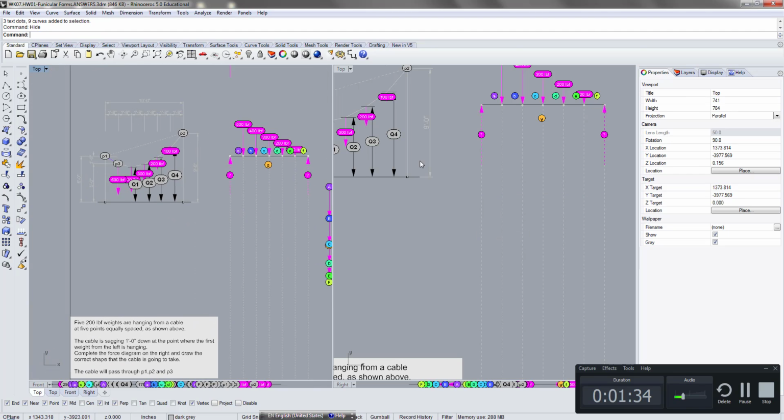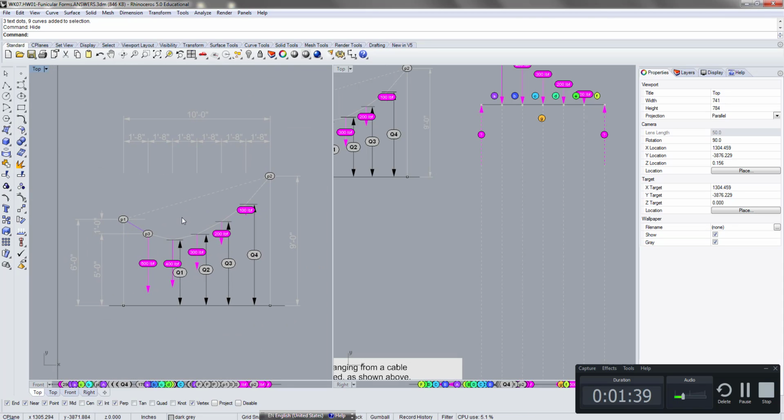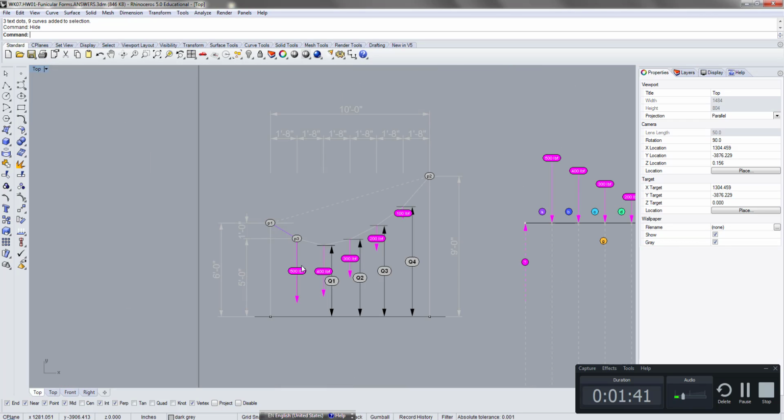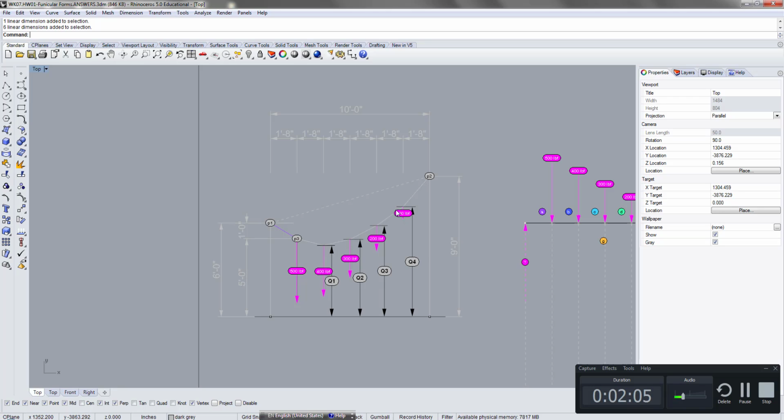So first of all, we have these 5 weights, 500, 400, 300, 200, 100 pounds, hanging at equal distance in the X direction. The 2 support points are 10 feet apart, and there are 6 equally spaced intervals, and at these 5 points there are 5 different weights hanging down. So that's fine.